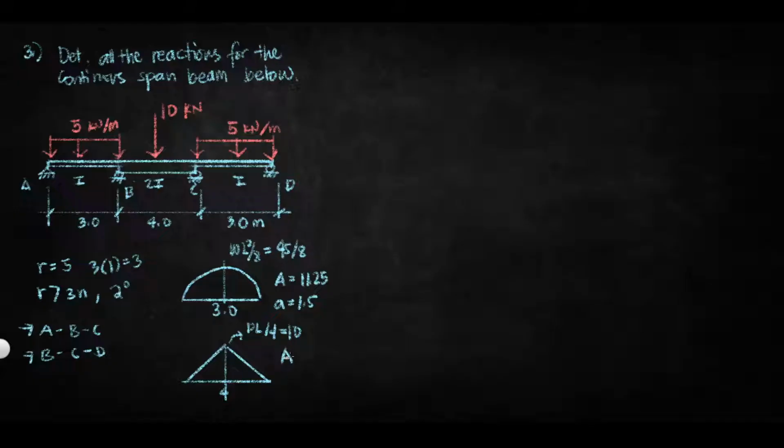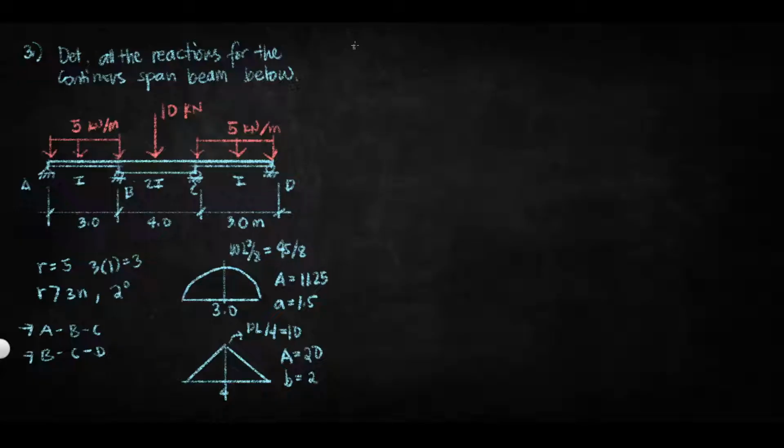Okay? Then for A it is 1/2, base is 4, times height is 10. So we have 20 as our area here. Then B here is equal to 2. Now we are ready to use the 3-moment equation.